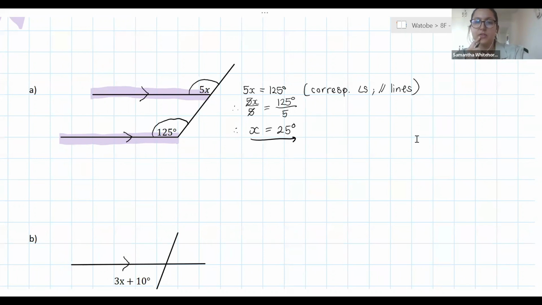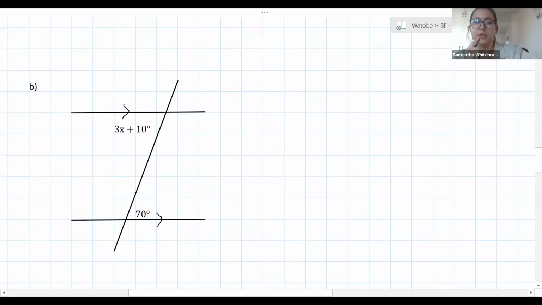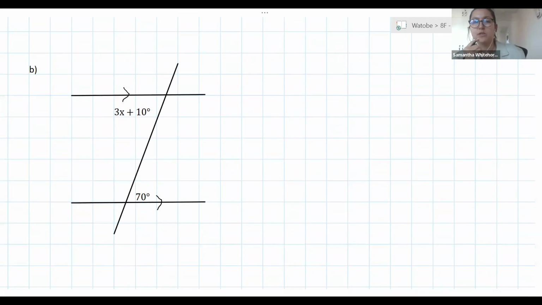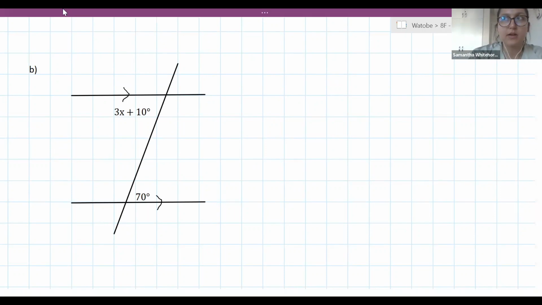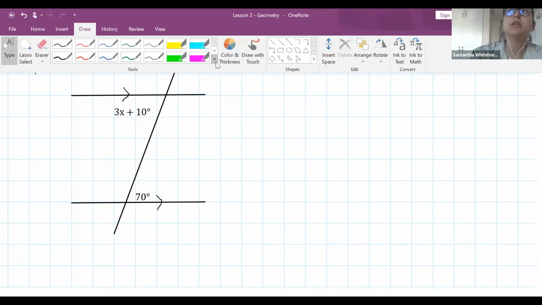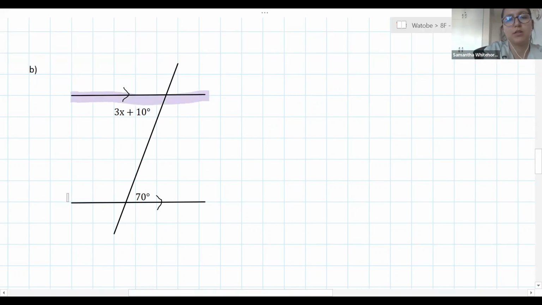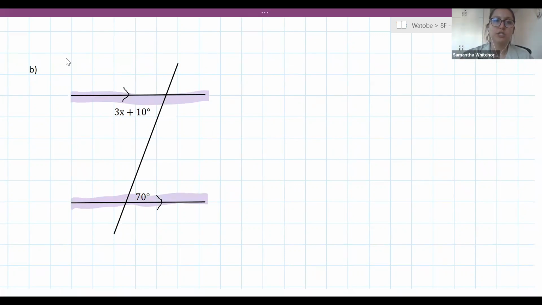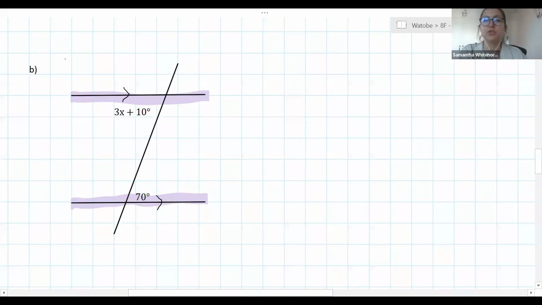Okay, so let's have a look then at question B. Who wants to tell me which reason we can use to find the sides of x in question B? Again, I've got parallel lines here. These are my parallel lines. I don't have labels, doesn't matter, but those are my parallel lines. So which reason can I use to solve for x here? Lungile, what do you think?